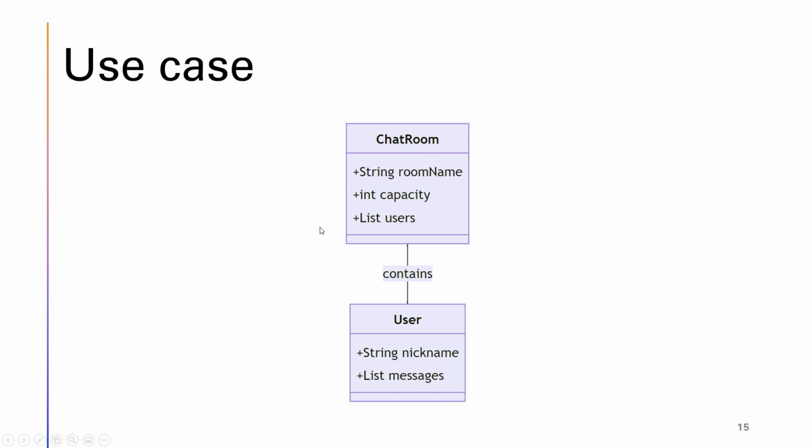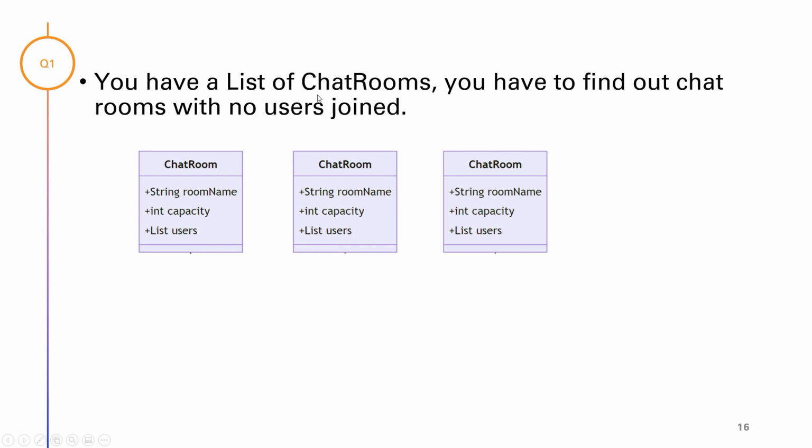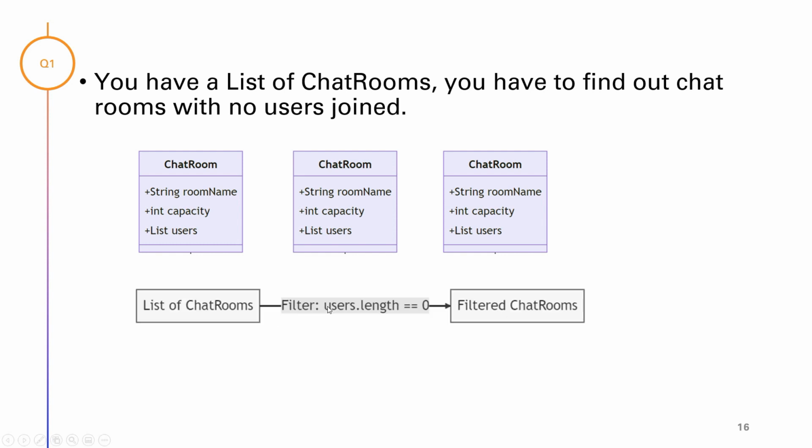Now if I come back to the question on the filter, you have a list of chat rooms and you have to find chat rooms with no users joined. When can I say there are no users? When this list is 0, right? So here, from the stream of chat rooms I want to select a few chat rooms based on a condition, then I should use the filter. So list of chat rooms and filter, what is the condition here? users.length equal to 0, that is the condition. Then I will be getting the filtered chat rooms.